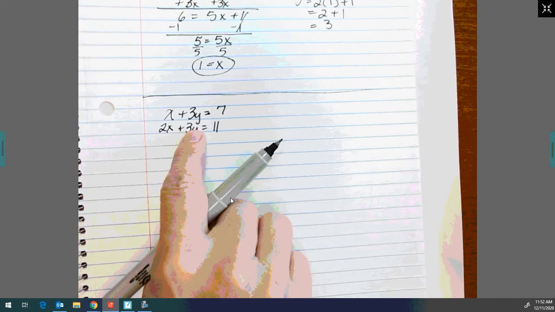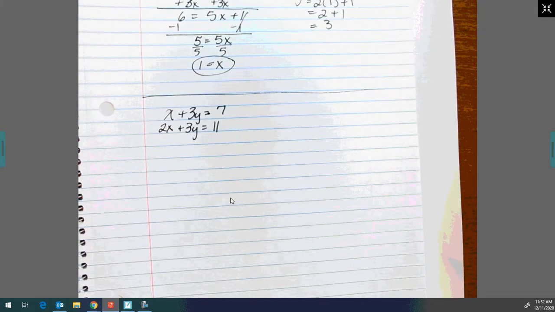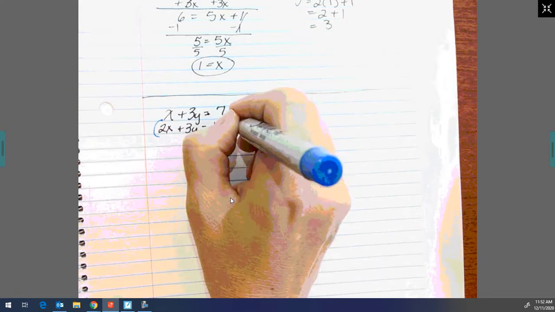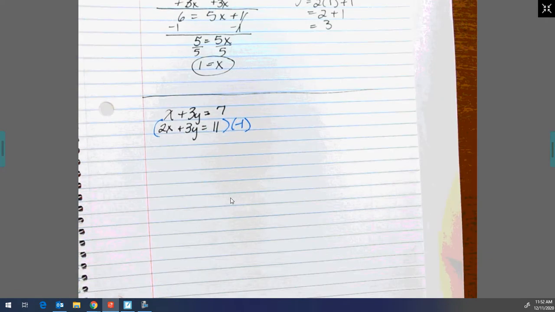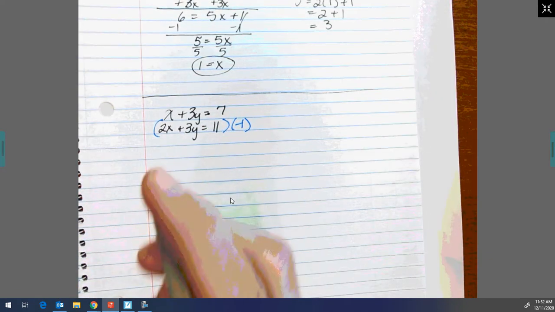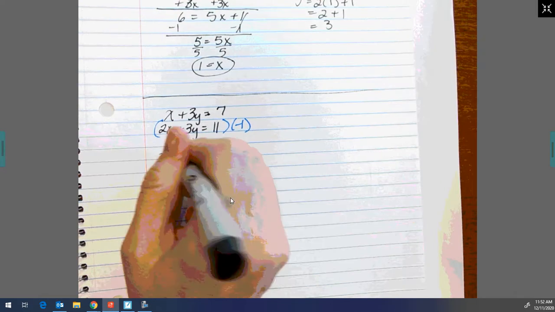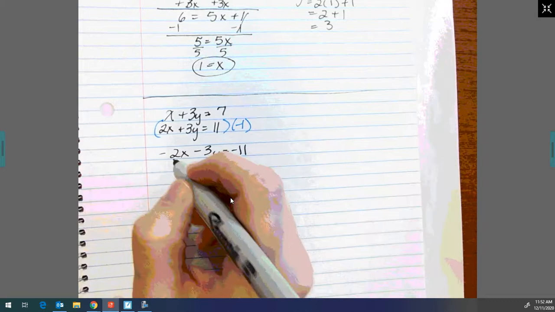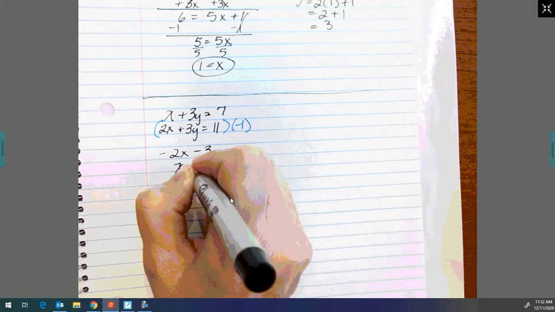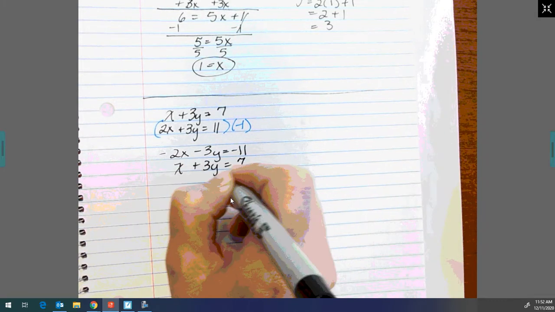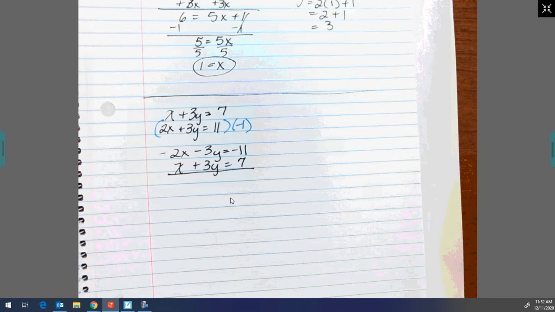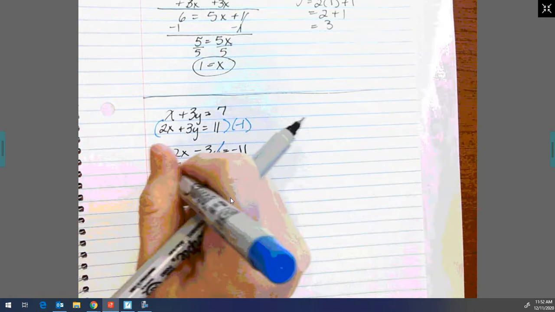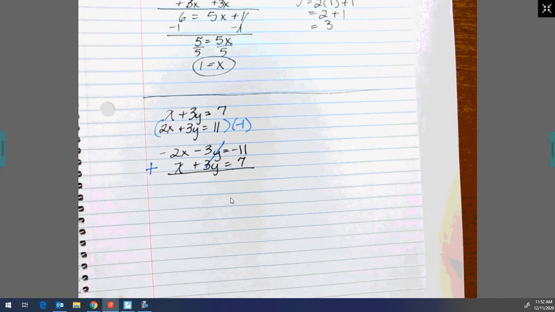Now, you'll notice these are the same. I don't want them the same, I want them opposites. So I'm going to multiply one of them through by -1. So that's going to give me -2x minus 3y equals -11. And then when I line up the other one, I now have that 0 pair that I wanted. So remember with elimination, what we're trying to do is get that 0 pair so that when we add them together, we eliminate one of the variables.